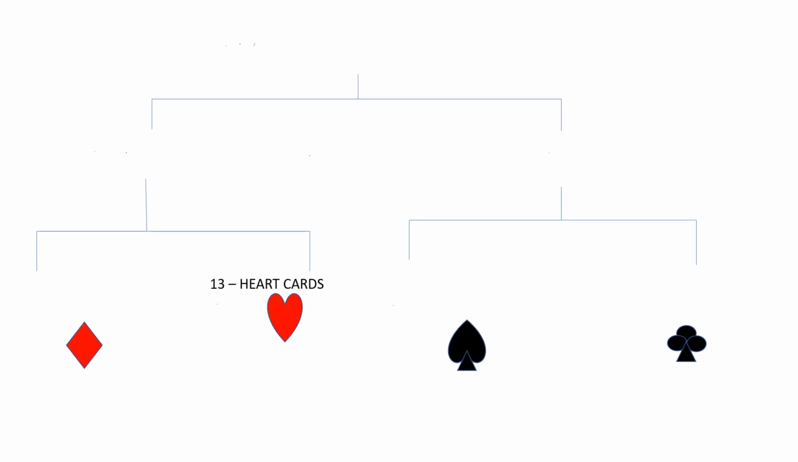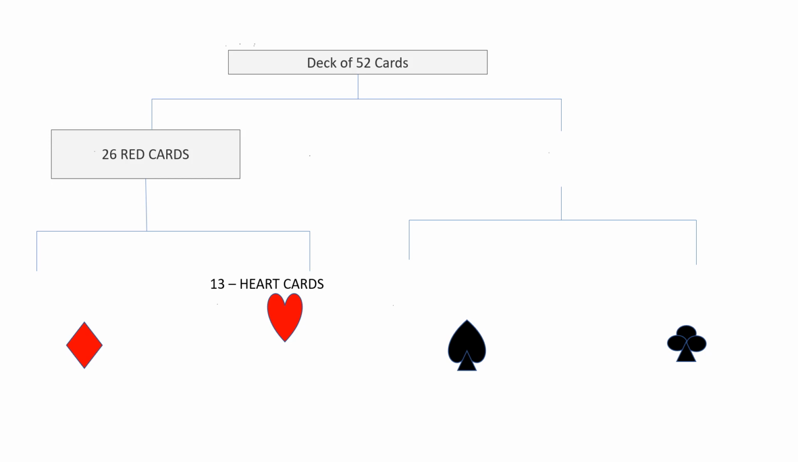In this exercise, some questions will be based on a deck of playing cards. Do you know, my dear children? Do you have any idea about a deck of 52 playing cards? Right. In the deck of 52 playing cards, there are 26 red cards and 26 black cards. Total 52 cards will be there. Out of these 52 cards, 26 red cards and 26 black cards will be there.